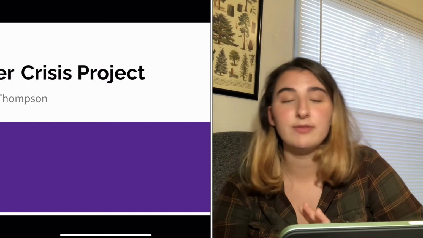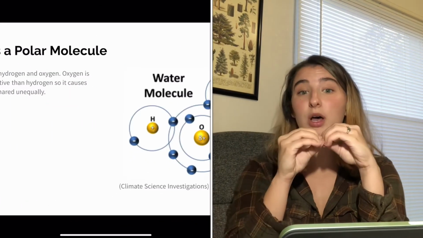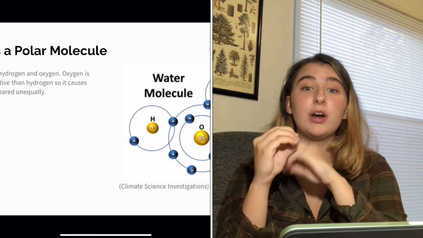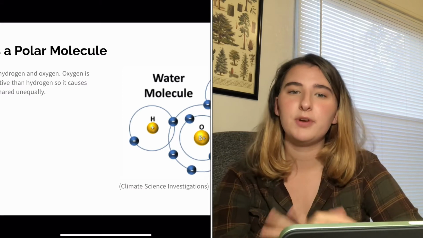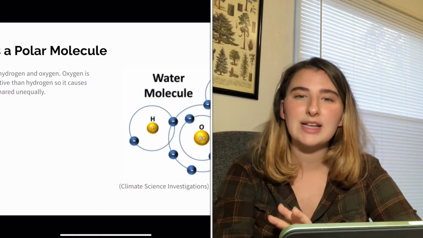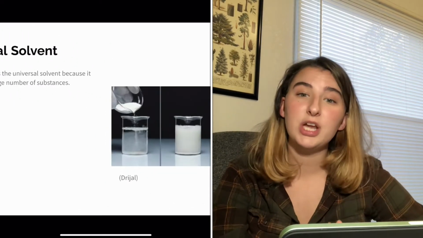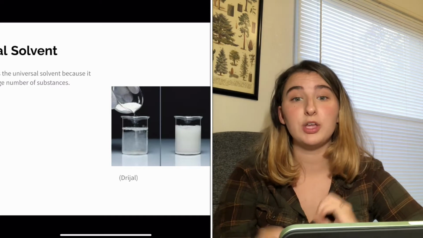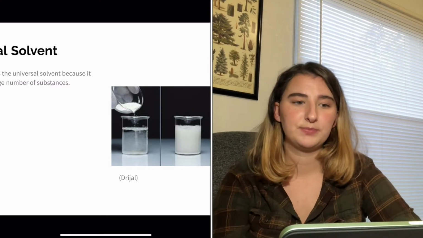Cohesion and adhesion are very important terms. Cohesion means water is attracted to water. Adhesion means water is attracted to a polar surface. This picture is a perfect representation of that. Surface tension. Water has a high surface tension. This is associated with cohesion because the water molecules are more attracted to each other than the outside surface.